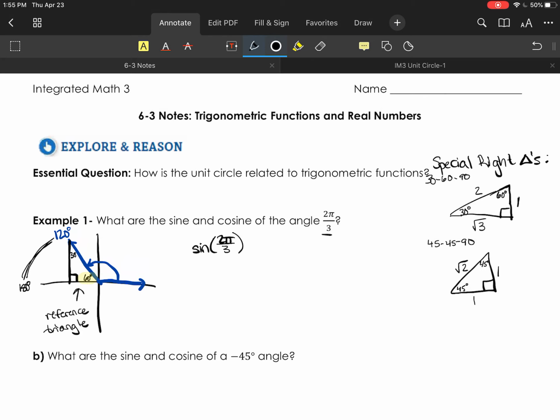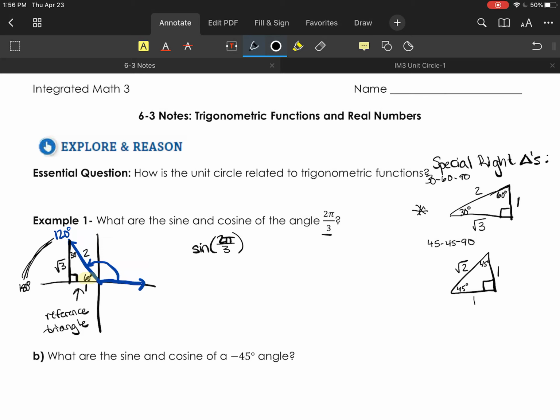Sine, once again, is opposite over hypotenuse. So I'm going to fill in those sides from my special right triangle over here. Across from 30 degrees, once again, is 1. Across from 60 degrees is radical 3, and my hypotenuse would be 2.